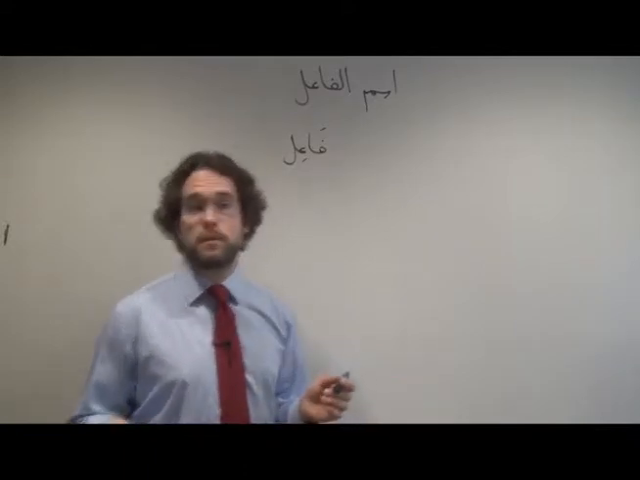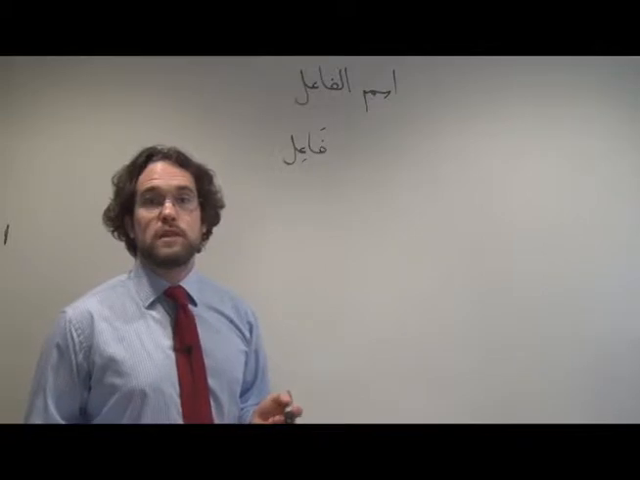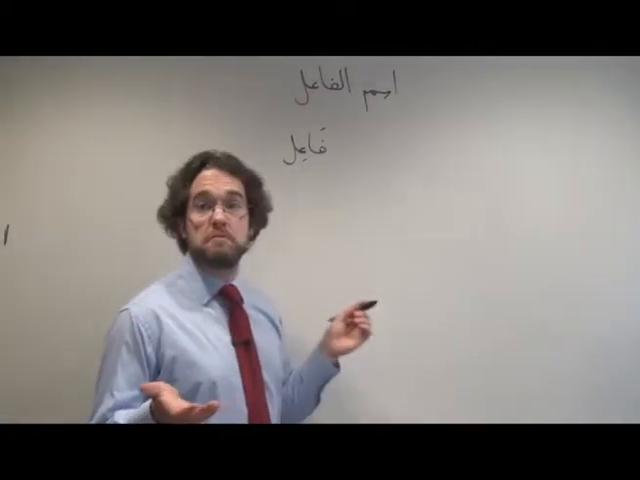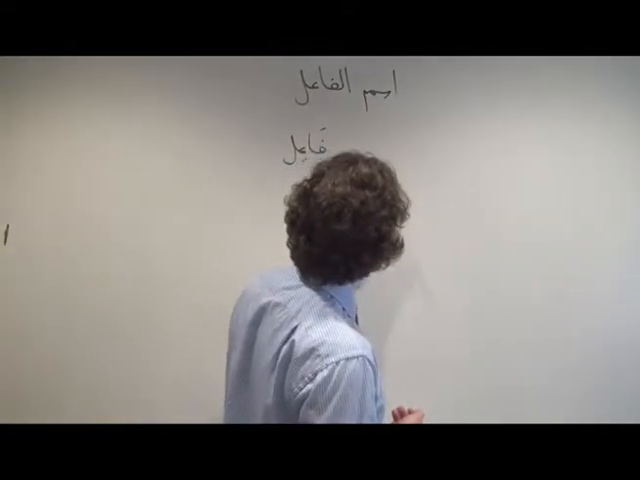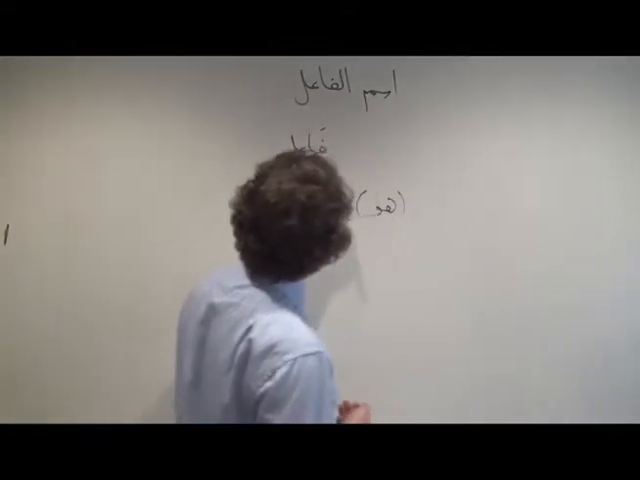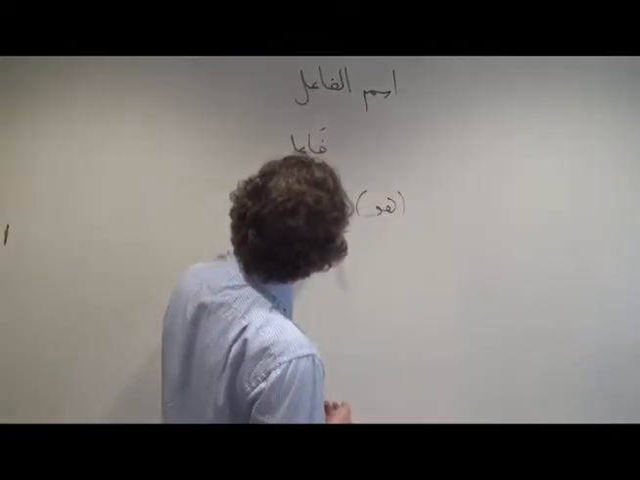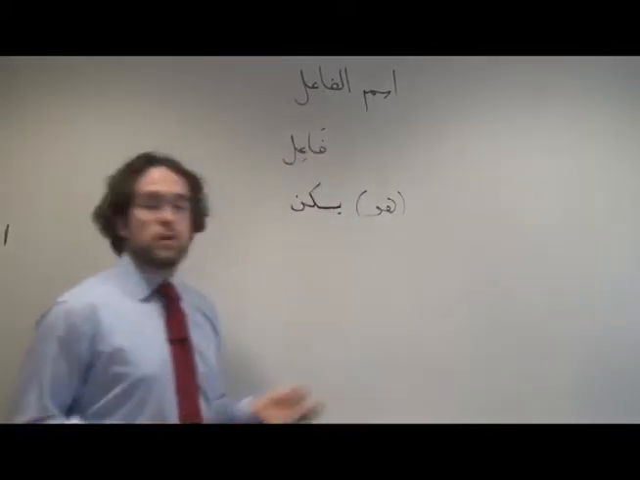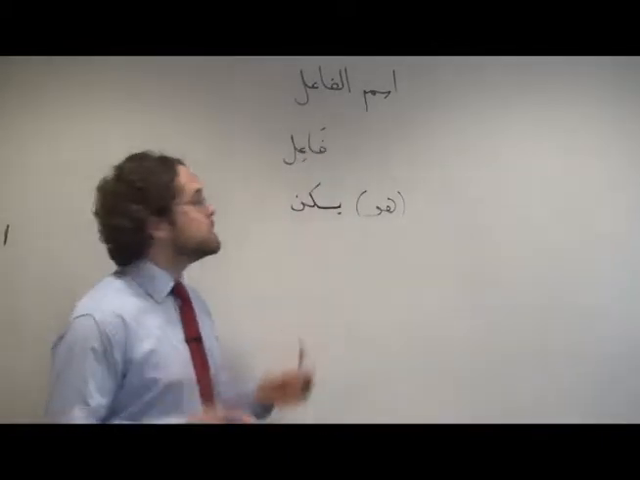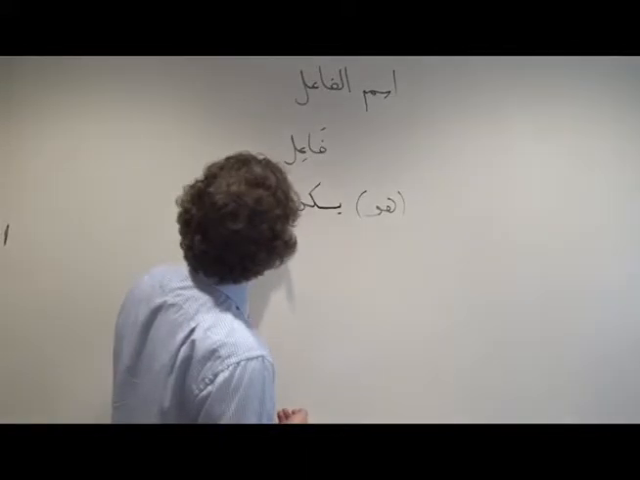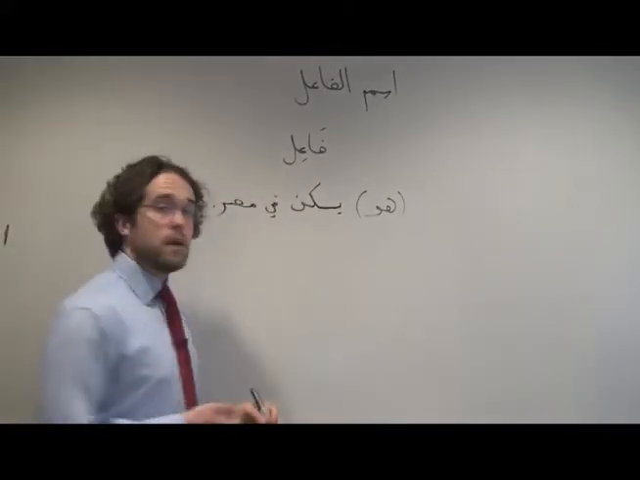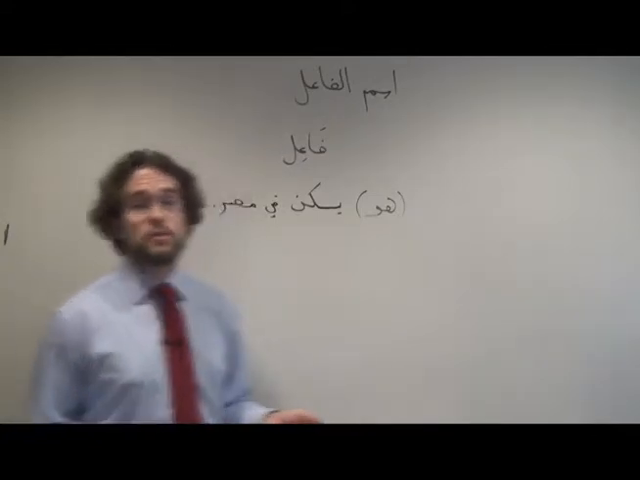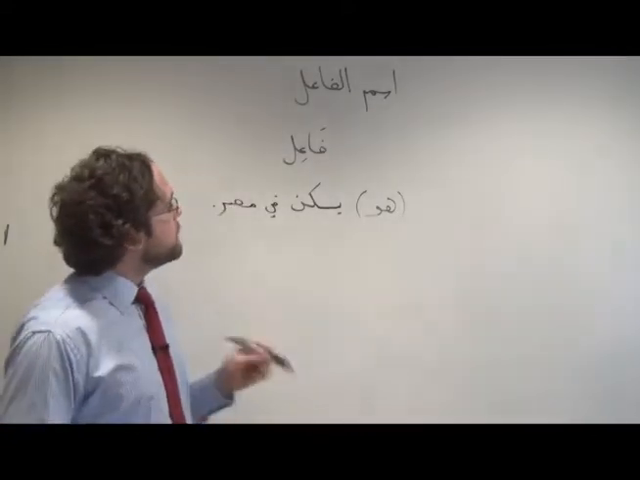For example, in formal Arabic, we might use the verb to live, the conjugated verb. Let's say he lives. Huwa yaskun. So if we wanted to make a whole sentence, let's say he lives in Egypt, right? Yaskun fi Masr.